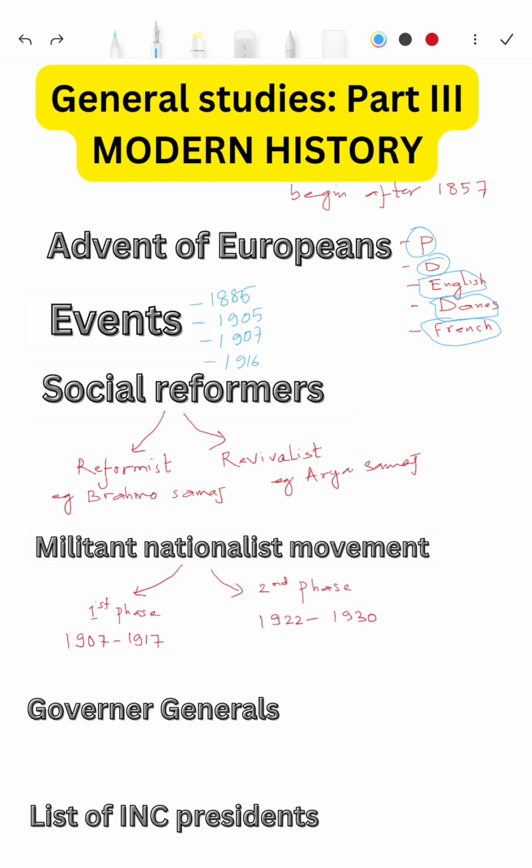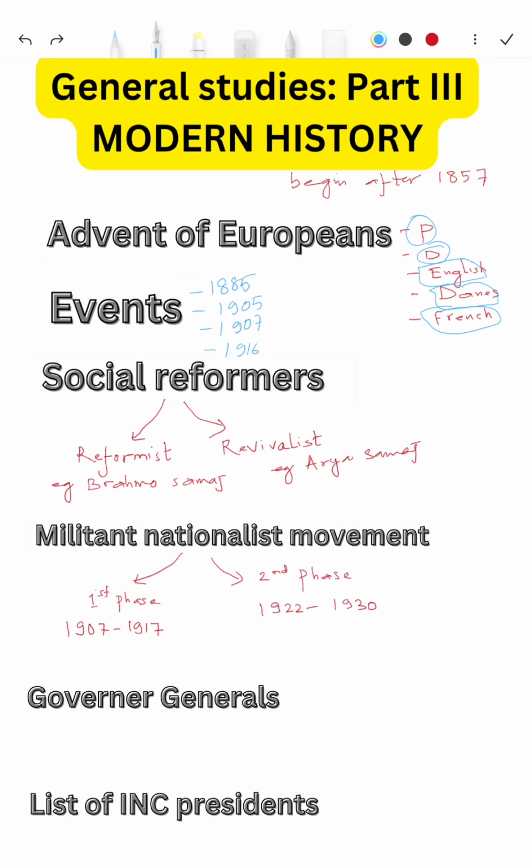Then we have the militant nationalist movement, which can be seen in two phases. The first phase, from 1907 to 1917, evolved due to the partition of Bengal in 1905. The second phase, from 1922 to 1930, evolved due to the failure of the non-cooperation movement.